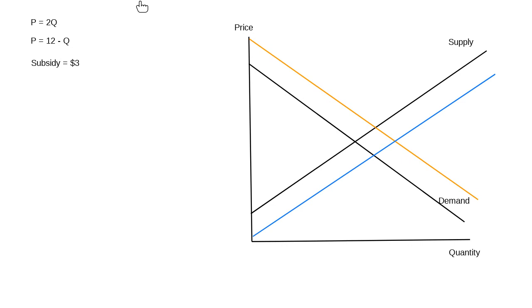Okay. So to solve the question, let's clean up this graph. And so we'll reapply the supply curve and the demand curve. The subsidy is $3. Let's visualize this like we would with taxes. This is demand, this is supply.